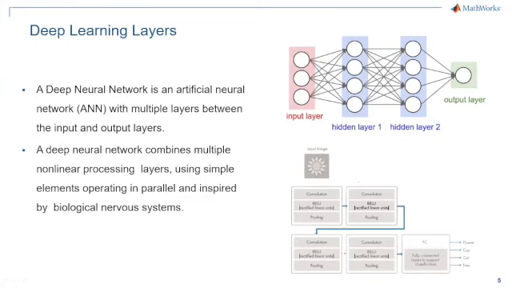Deep learning layers combine multiple nonlinear processing layers using simple elements operating in parallel, inspired by the biological nervous systems of the brain. It consists of an input layer, on the left. Then several hidden layers. Here you have two, but you can have several of them. And then an output layer. You have one single output here, but you can have more than one output.